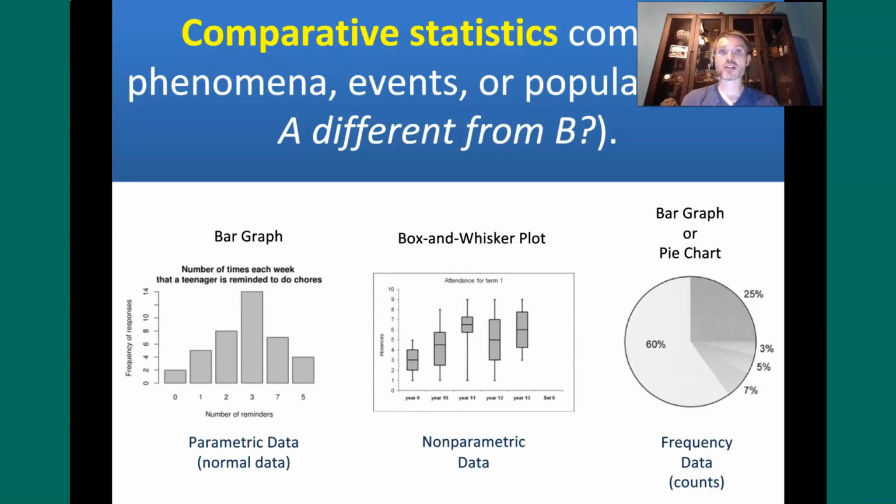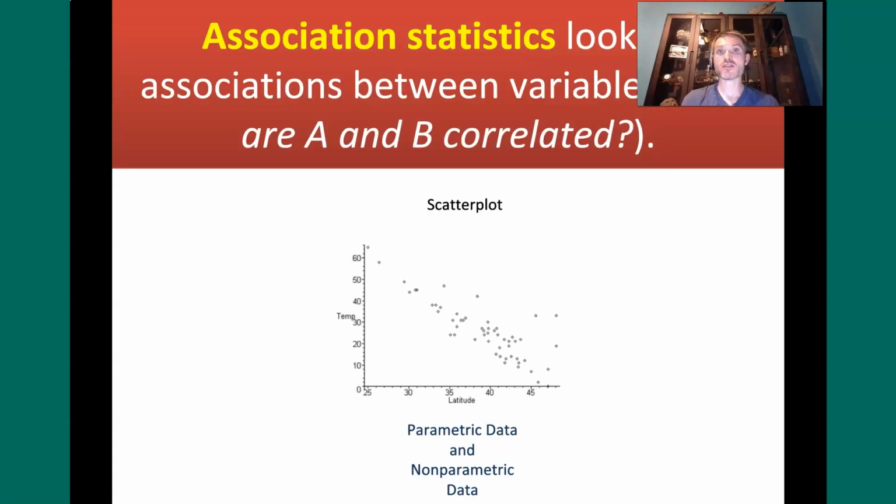Here are some examples of comparative statistics. Notice that in each situation, we are asking the question, is A different from B? And then the associative statistics, in this situation, what we're looking at is how are A and B related. So in this instance, we're looking at temperature versus latitude. And notice how as the temperature decreases, the latitude increases. So there is an inverse correlation between those two, or a negative correlation between those two.